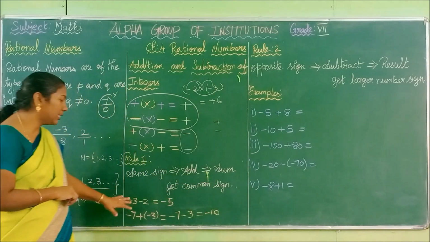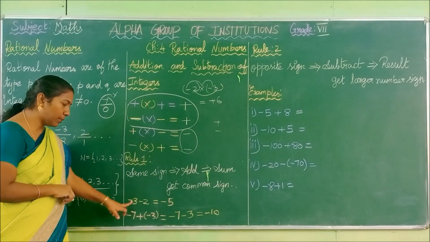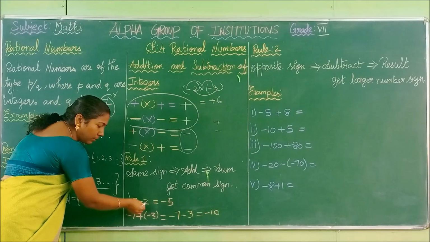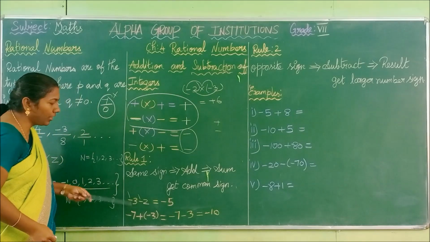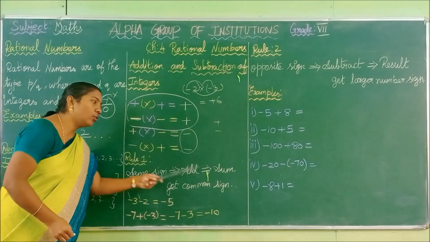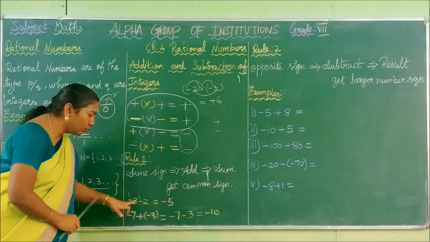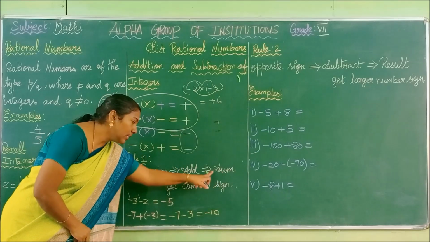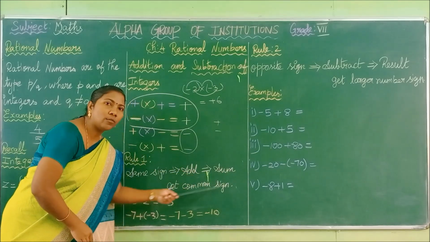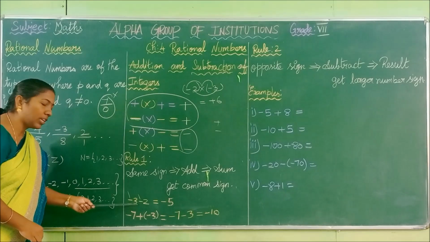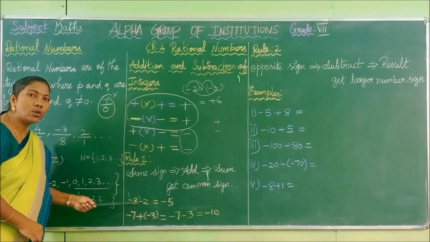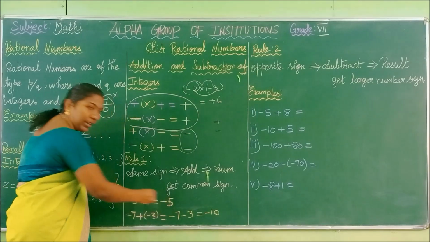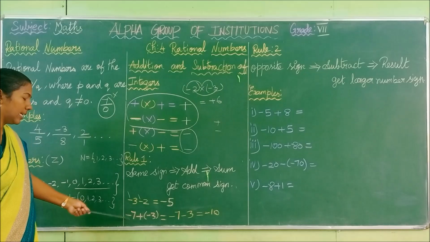Let us see some examples. See here, first example: minus 3 minus 2. What is the symbol for 3? Minus. What is the symbol for 2? Minus. Thus the given two integers are of the same sign. So what do you have to do? We have to add the values 3 and 2. 3 plus 2 is 5. So this is your sum. This sum gets the common sign. The symbol of 3 is minus, the symbol of 2 is also minus. So you assign the symbol minus to the sum 5. I hope you understand.